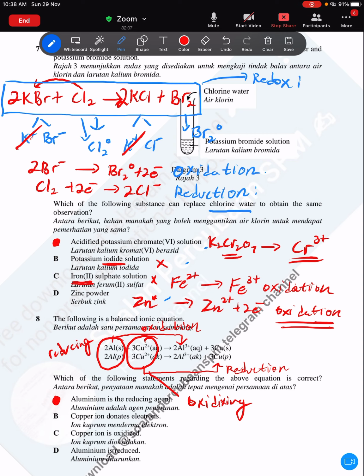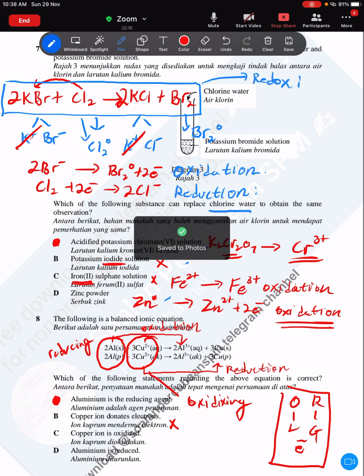Copper donate electron? No, it gains electrons. Do you still remember OIL RIG? What do you mean by OIL RIG? Oxidation is loss of electrons and reduction is gain of electrons. Copper ion is oxidized? No, it undergoes reduction. Aluminium is reduced? No, it's oxidized. Okay, you are right. Done with this.